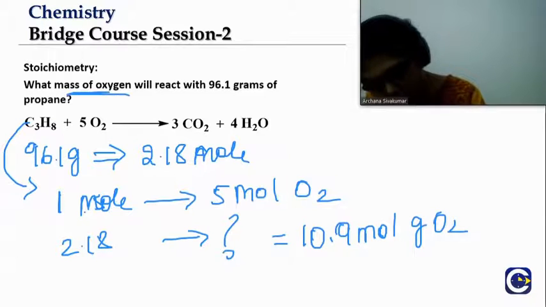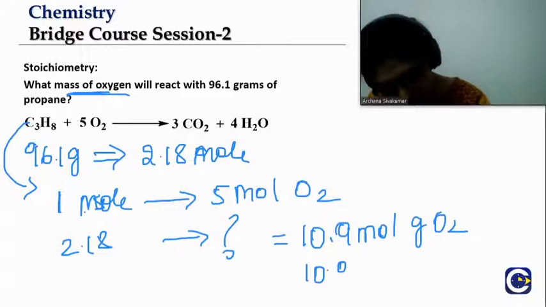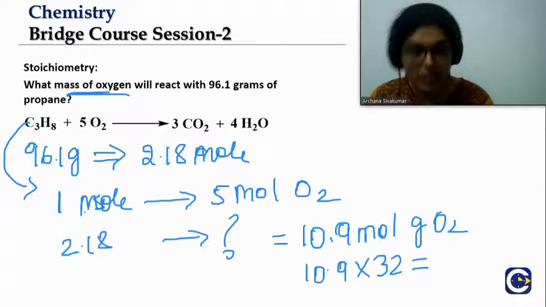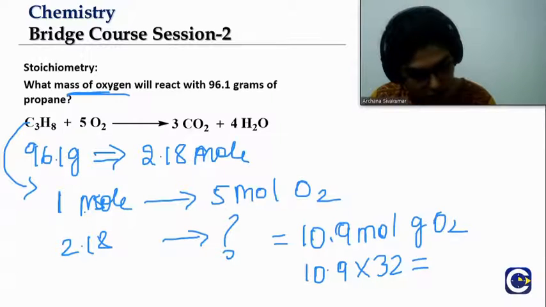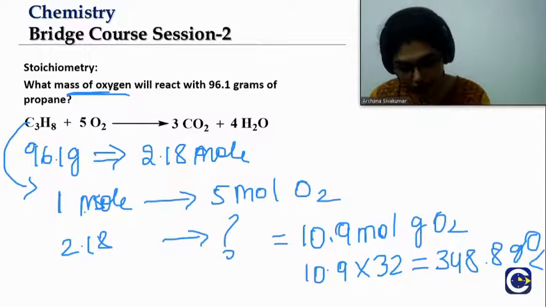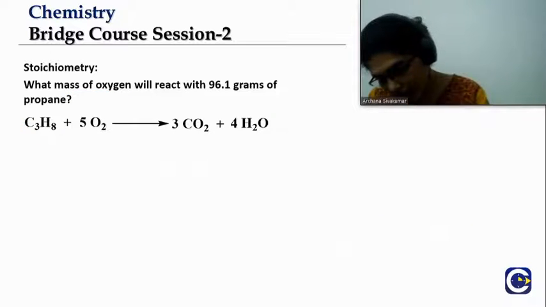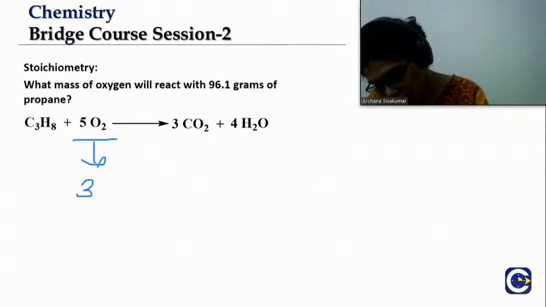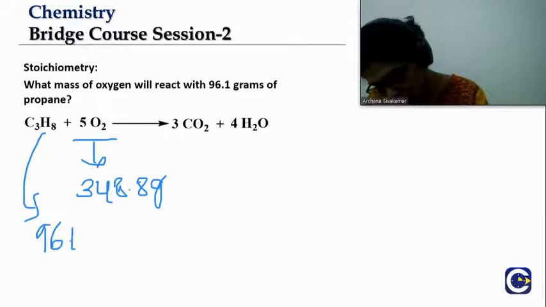If I have to convert it into mass, I just have to multiply by the molar mass. So 10.9 times 32. It is not 16, it is 32. So what will you get? Approximately 348.8 grams of oxygen is what is required. We need 348.8 grams of oxygen if 96.1 gram of propane is used.